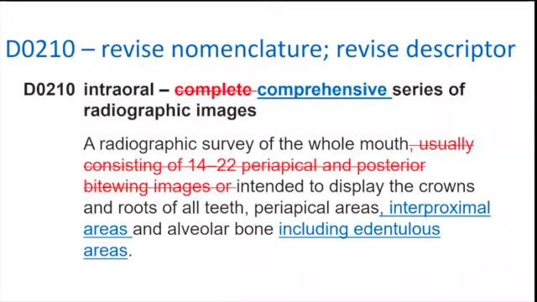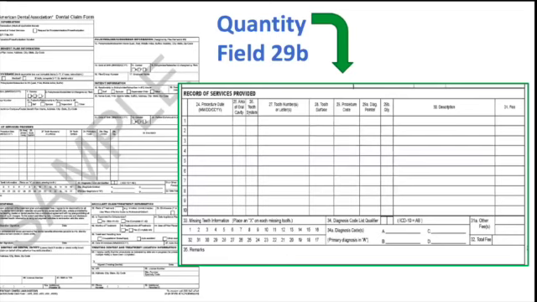And how do you then, when you collect these comprehensive series of radiographs, report them? Well, one thing you're going to have to do is, when reporting these codes, you should list the number of films or images captured on the ADA claim form using the quantity field 29B. Often practice management software uses the standard ADA claim form as a template for coding input to populate the patient's record and generate electronic and paper claims. If yours does not, check with your software vendor to find out where you are to input the quantity number.